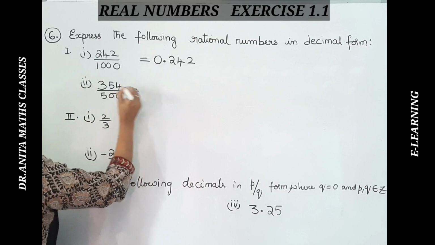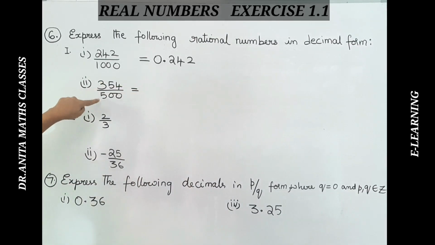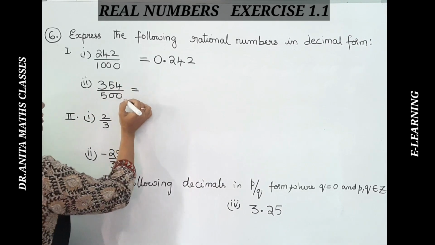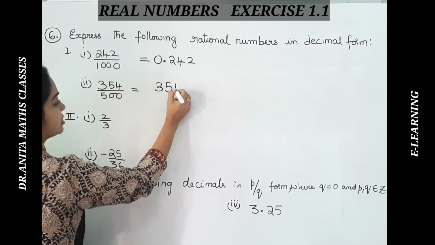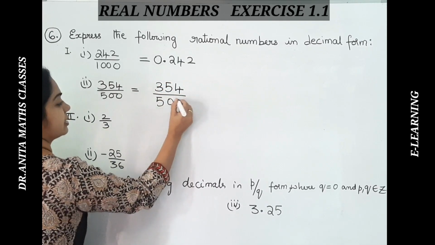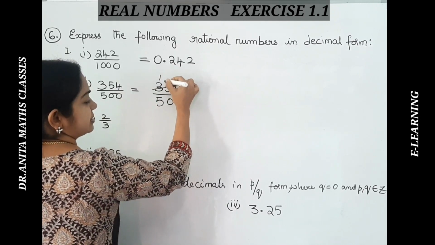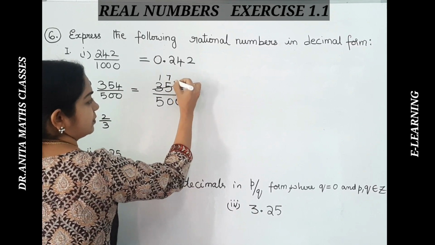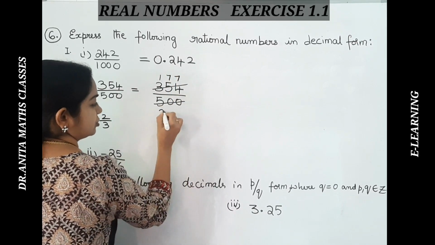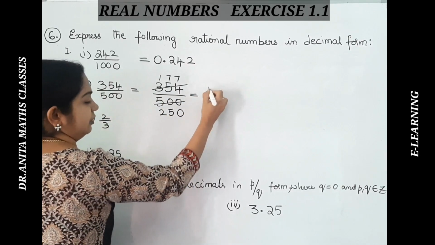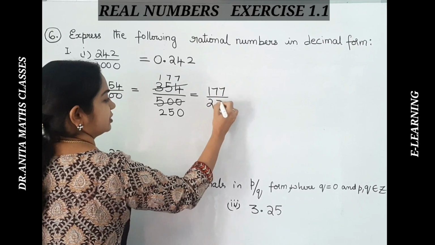Right. Now, here comes the next one. 354 over 500. If you clearly see, this is not tens or hundreds. Okay, we will first bring it into the simplest form. If you see this, we can bring it into the simplest form by cancelling. Let us start with the 2 table. 2 ones are 2, 2 sevens are 14, 1 is carried over, 2 twos are 4, 2 fives are 10, 2 zeros. Now we got 177 over 250.